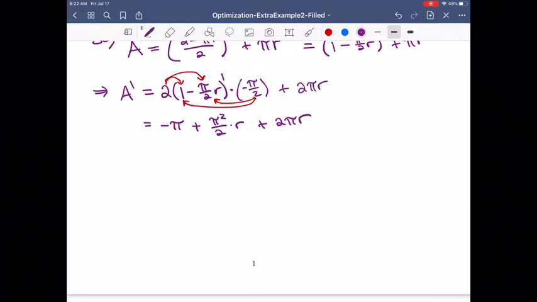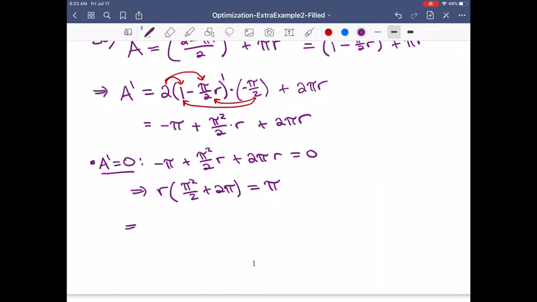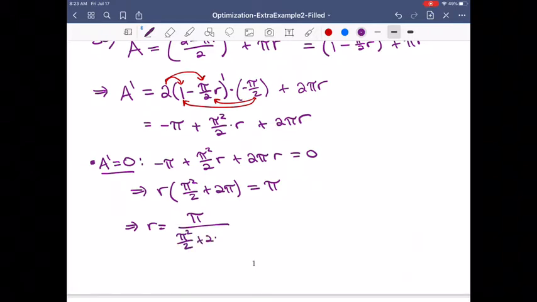So now I want to find my critical numbers. I want to think, where is this derivative equal to 0? So negative pi plus pi squared over 2 times r plus 2 pi r should equal 0. I'm going to move this pi to the other side, so I'm going to add pi, and then I can factor out the r on this side. Okay, that's going to equal pi. Then I can divide by this. So r is going to be pi over pi squared over 2 plus 2 pi. And I see that I can factor out a pi, which means I can cancel one pi everywhere. So I'm going to have 1 over pi over 2 plus 2.